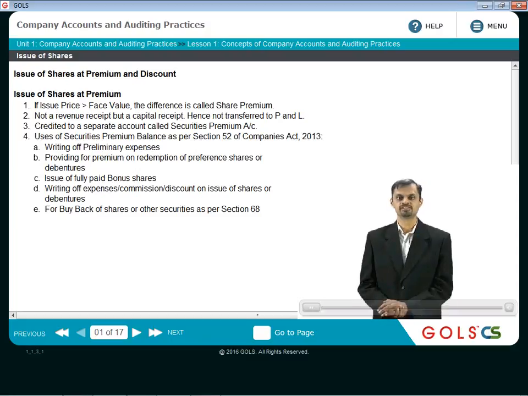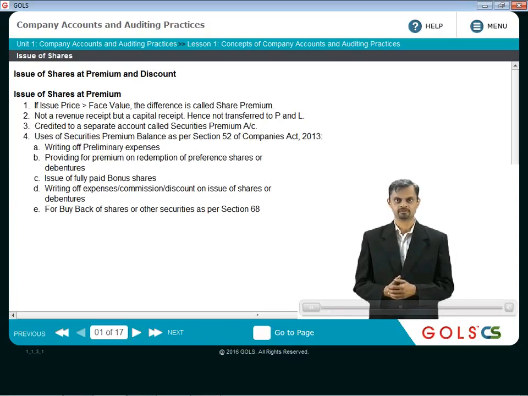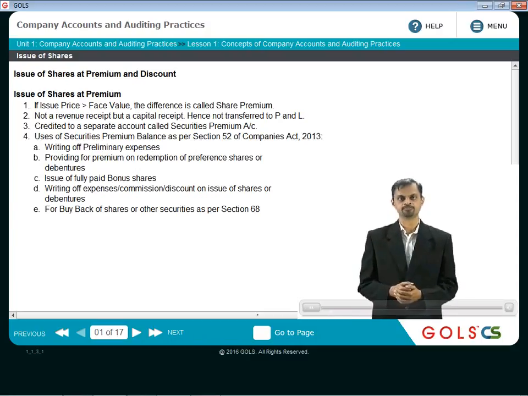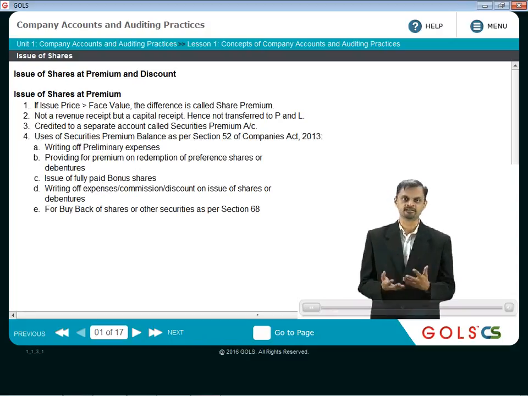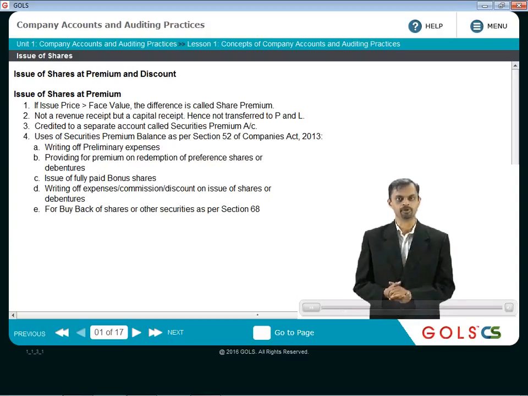Now coming to issue of shares at premium. If the face value of the share is 10 rupees, which is mentioned on the share certificate, and the share is actually issued at say 12 rupees, that means the issue price is higher than the face value. So this extra 2 rupees asked for by the company is called premium.